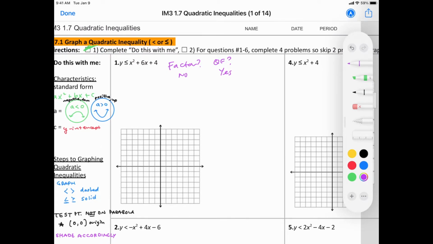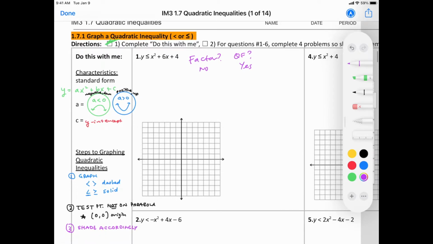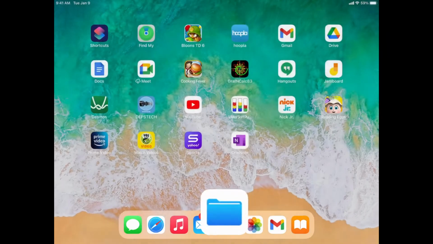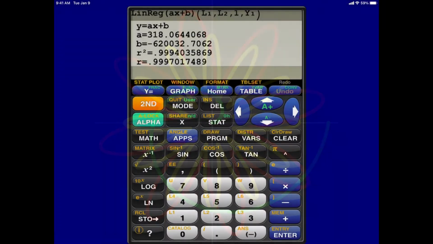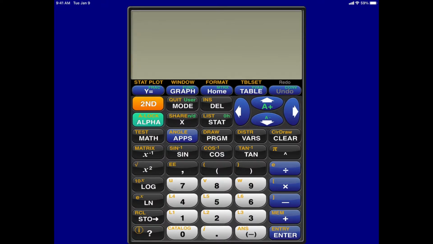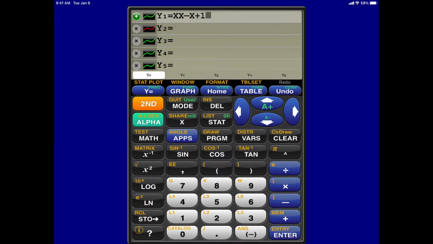Alright, for this situation, for graph, I'm just going to use my tech. So let's go ahead and punch this in. I'm going to press clear on the home screen, and then top left I'm going to press y equals. I'm going to clear this out, and I'm going to type in x squared. You could use two ways. Up there by alpha is the X button in white. You can press that twice. That's my fastest way of doing it.